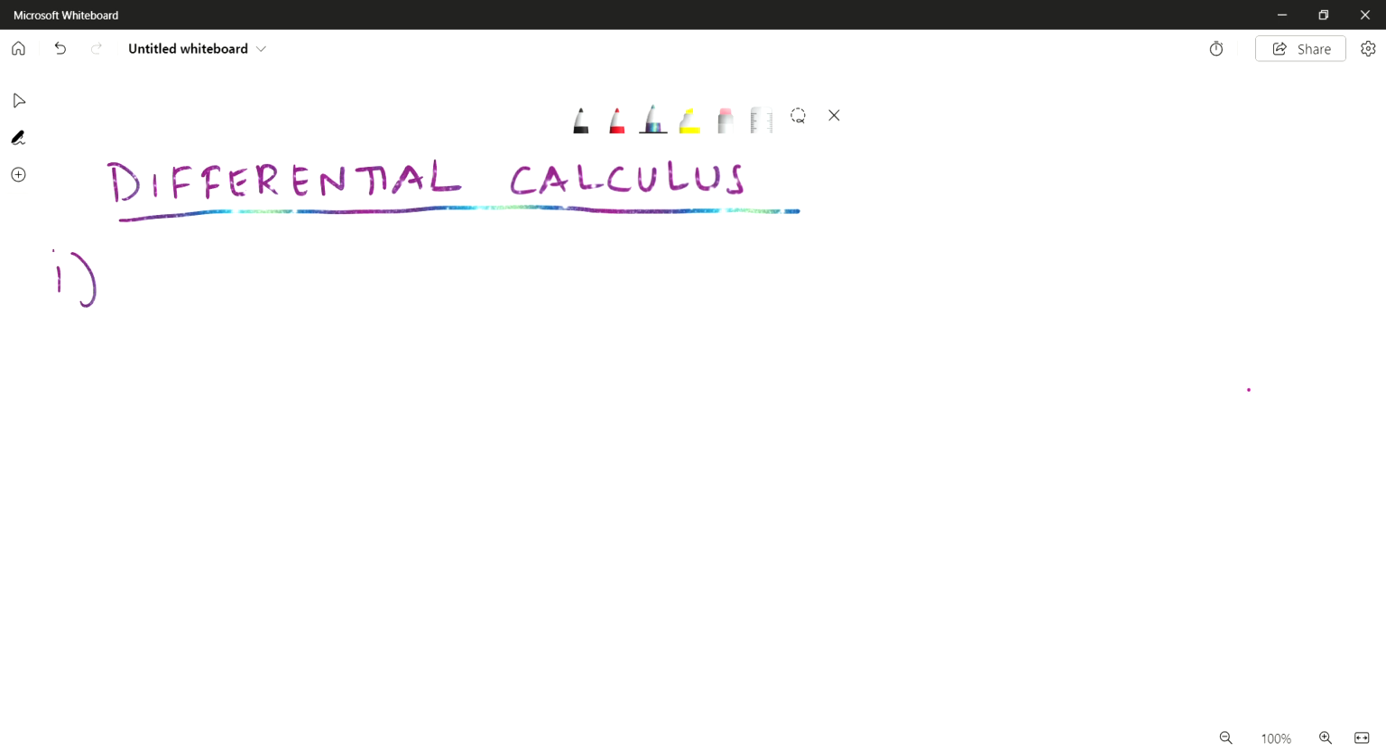So differential calculus is a branch of mathematics that involves studying change in a quantity with respect to another quantity. For example, in lower classes or even 11th, we would have studied acceleration. So what is acceleration? It is actually change in velocity with respect to change in time.